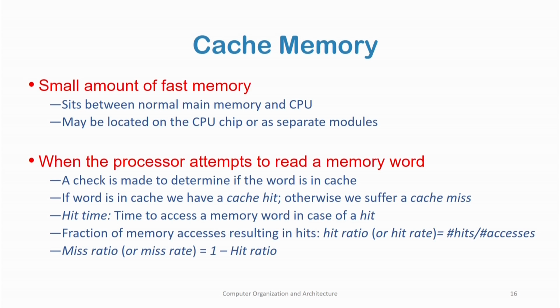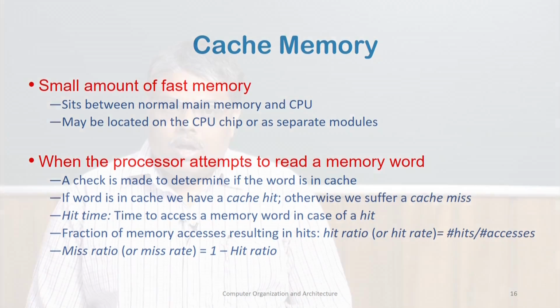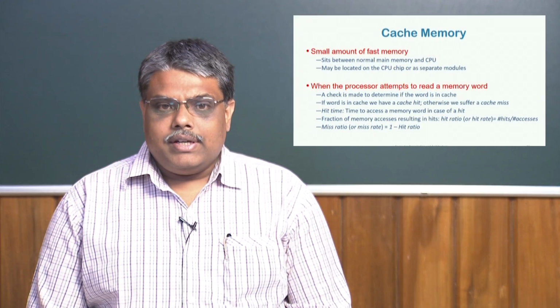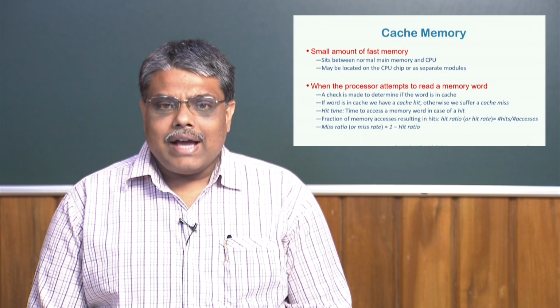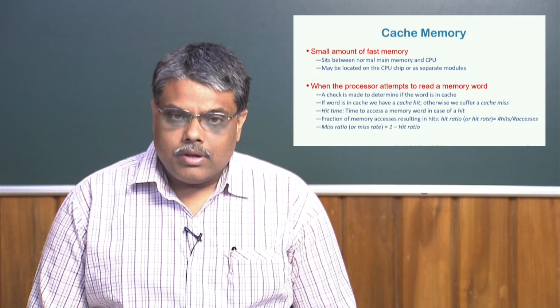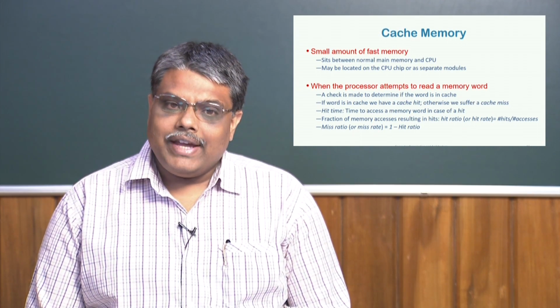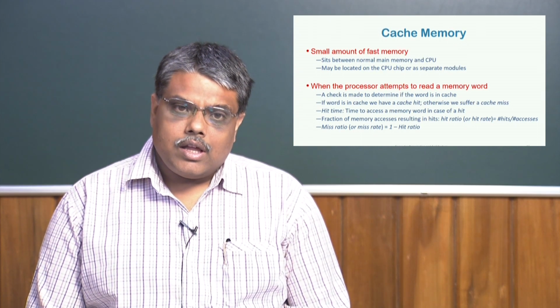Then a check is made to determine if the word is in cache. If the word is in cache, we have a cache hit, otherwise we suffer a cache miss. What is the hit time? The time to access a memory word in case of a hit is the hit time.